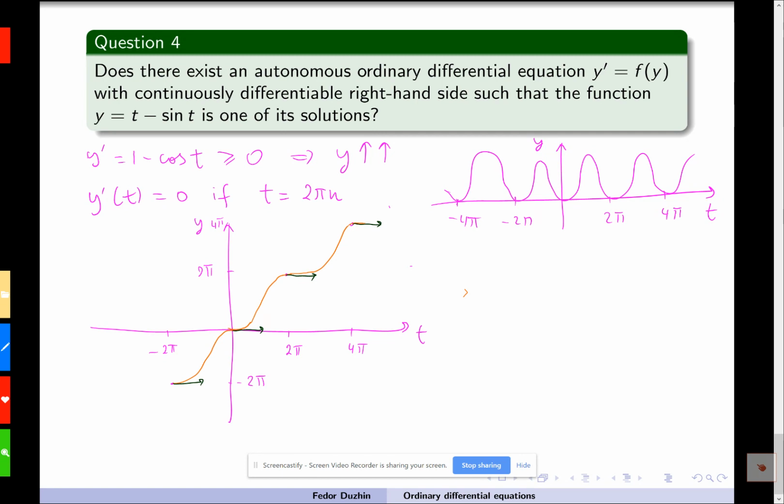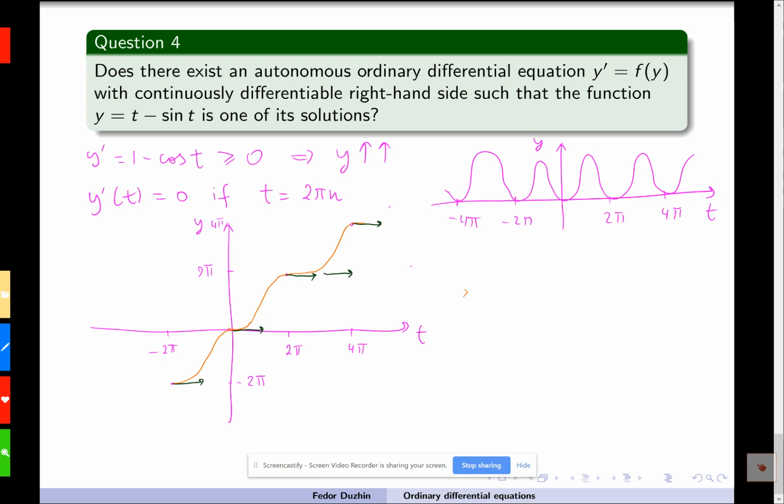Now we have just plotted this hypothetical solution, t minus sine t. This is the graph of the function t minus sine t. But now we have not really used the assumption that our differential equation is autonomous. If our differential equation is autonomous, it means that if we translate this to the right or to the left, then we get another solution.